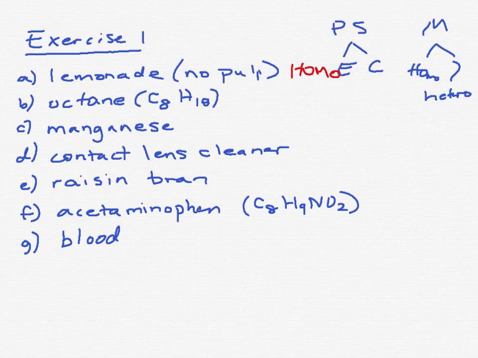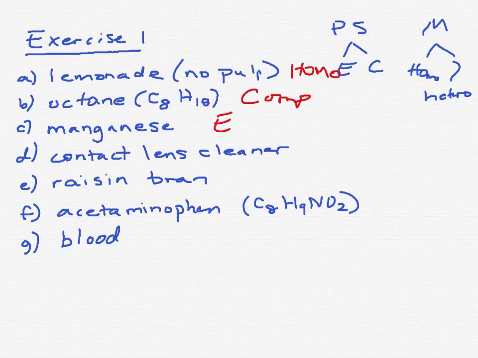B, octane. Octane is obviously, when I give you in brackets a description, you can see it contains 2 different kinds of elements. So it's a pure substance, but specifically it's a compound. Manganese for C. Manganese is an element in the periodic table. It's a pure substance, but it's also an element specifically.